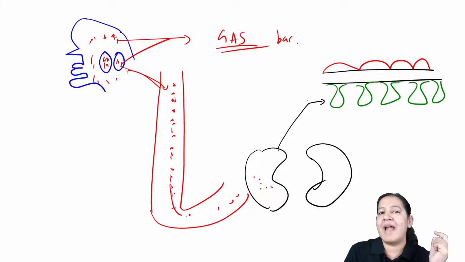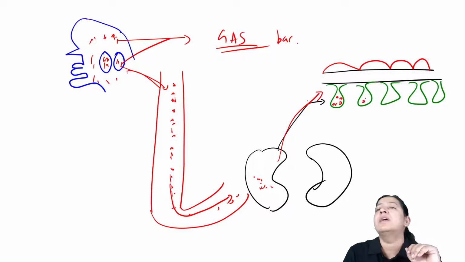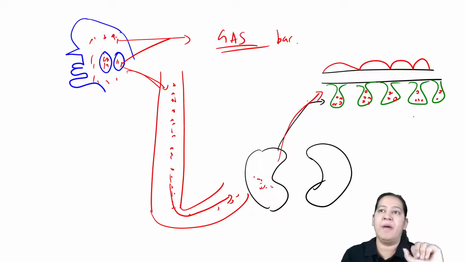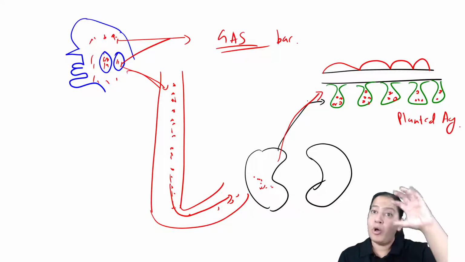From the blood it is entering the kidney. In the kidney it is going to the filtration barrier. In the filtration barrier, the bacteria is deposited on the podocyte. Now this bacteria is planted on the filtration barrier. That's why it is known as planted antigen. It is already planted on the filtration barrier.